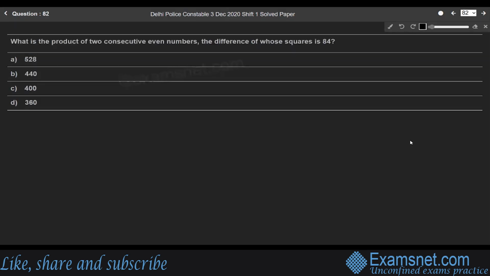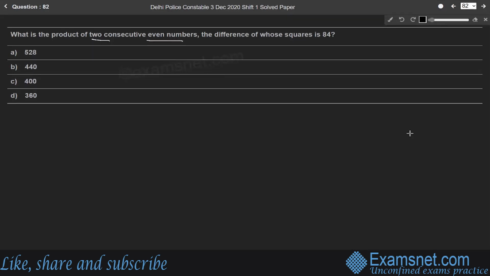Option C. Question 82. What is the product of two consecutive even numbers, the difference of whose squares is 84? Let A be an even number. Then what is the next even number? A plus 2 is the next even number.